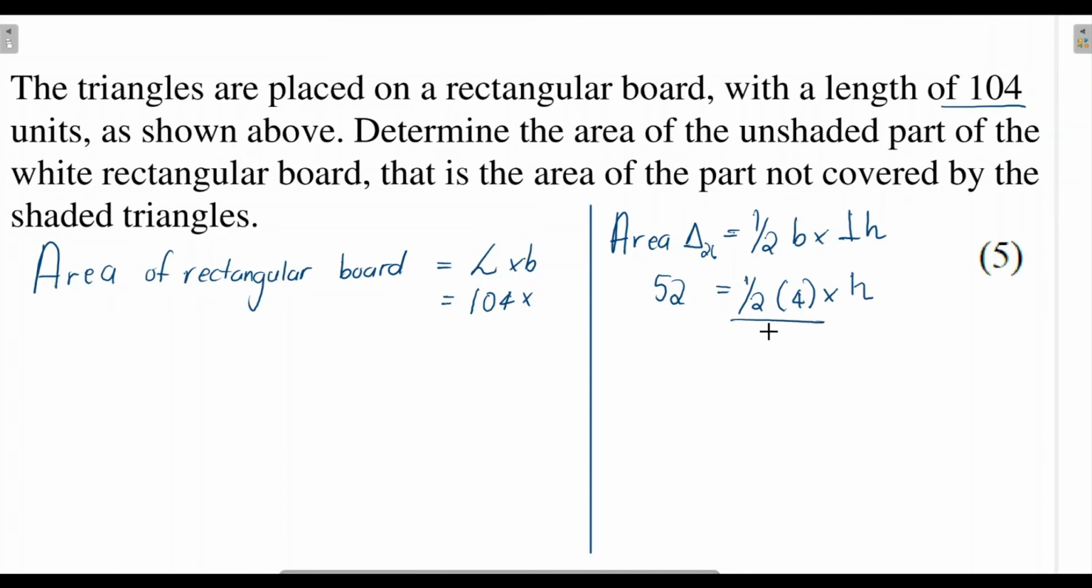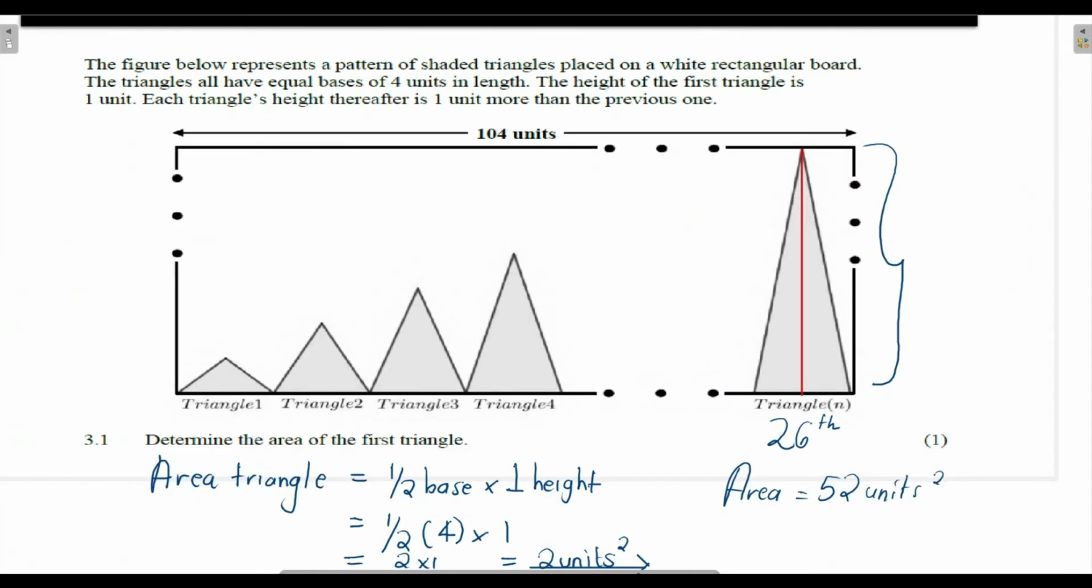So if you divide by a half, or half of 4 is 2, and you divide by 2 on this side, you'll find that your h is equal to... because guys, let's not be confused. Half of 4 is 2, so that's why I'm dividing by 2 that side. It's the same as this. So 52 divided by 2 is equal to 26. Therefore, the height of the 26th triangle is actually 26.